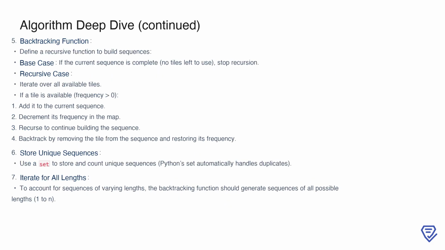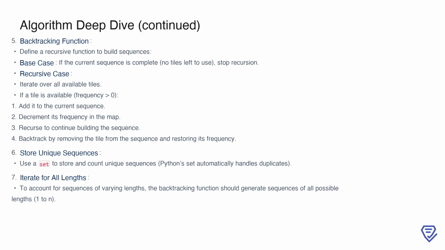The backtracking function lies at the heart of this approach. It is a recursive function that builds the sequences step by step. First, we define the base case. If there are no tiles left to use, the recursion stops. For the recursive case, we iterate over all available tiles. If a tile is still available, meaning its frequency is greater than 0, we include it in the current sequence, decrement its frequency, and then make a recursive call to continue building the sequence. Once we finish exploring this branch, we backtrack by removing the tile from the sequence and restoring its frequency in the map. This ensures that other branches remain unaffected.